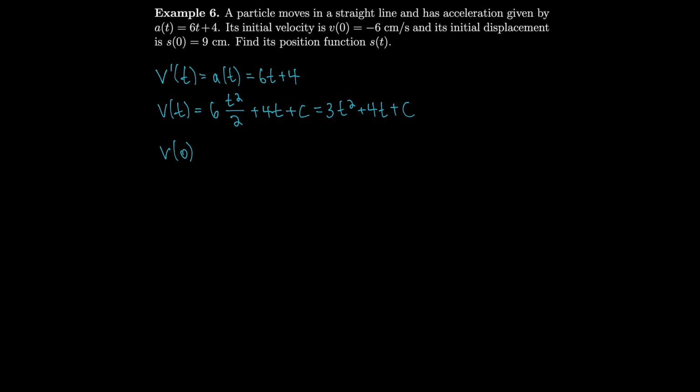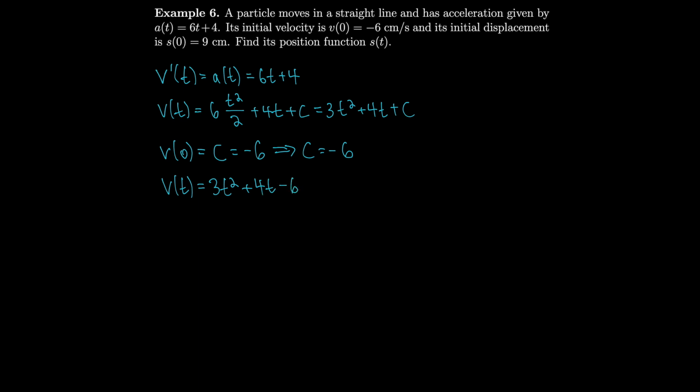V of 0, well, if I plug in 0, this is 0, this is 0. So I'm left with only c. So I get that v of 0 is c, and I know that that equals minus 6 because v of 0 is minus 6. So now I know that c is minus 6. Okay, great. I can rewrite v of t now, getting rid of that constant because I know exactly what that constant is. I can replace it with minus 6. So I have 3t squared plus 4t minus 6.